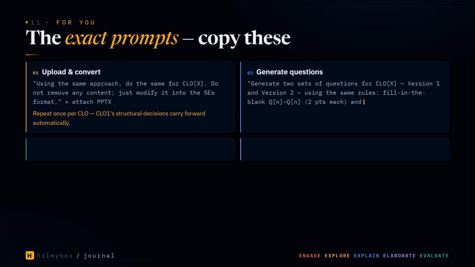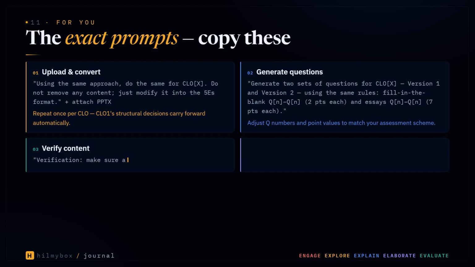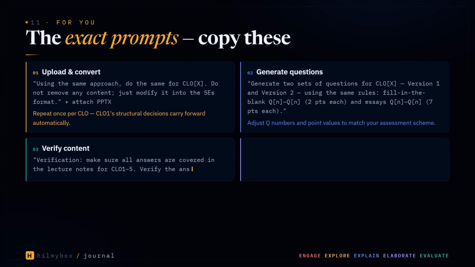2. Generate questions. Generate 2 sets of questions for CLOX, version 1 and version 2, using the same rules. Fill in the blank 2 points each, and essays 7 points each. Adjust the question numbers and point values to match your scheme.